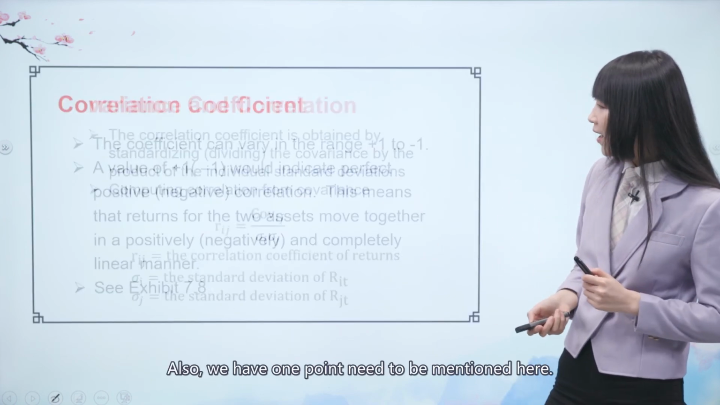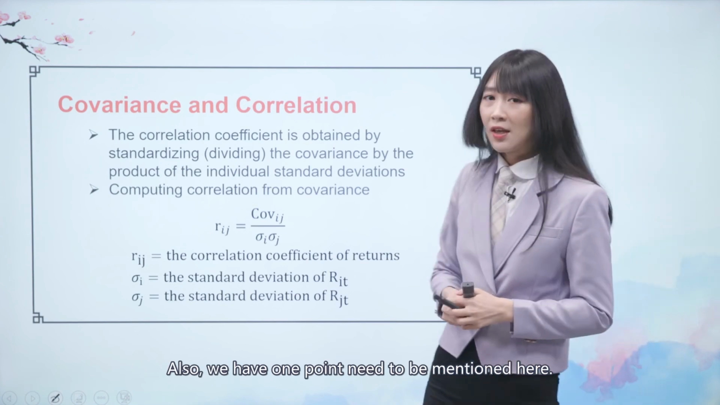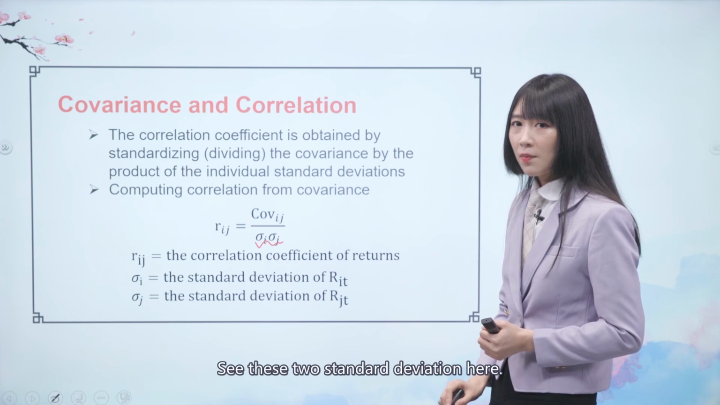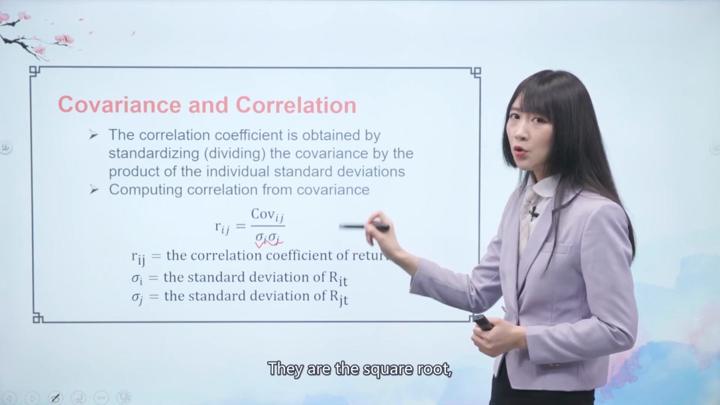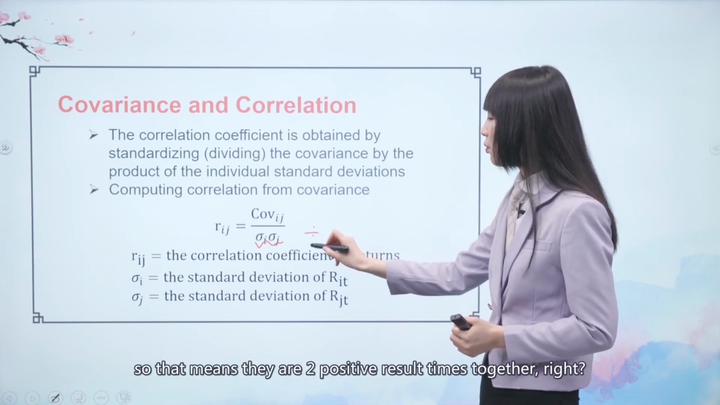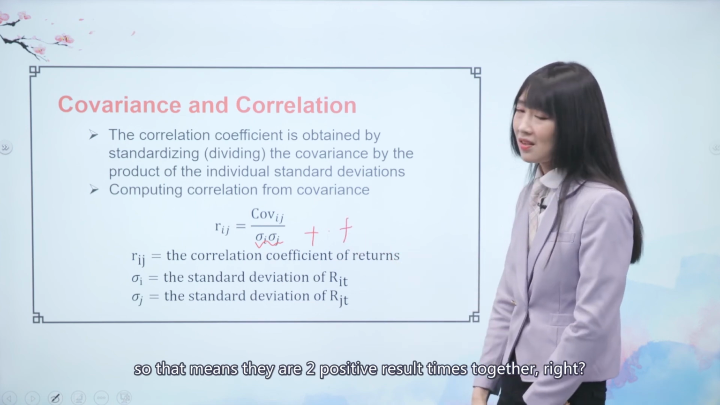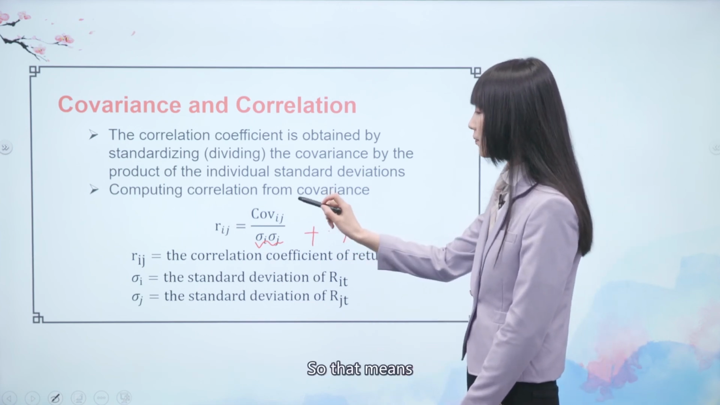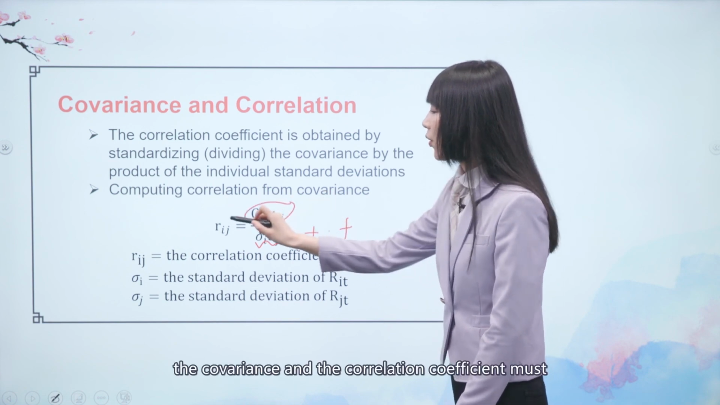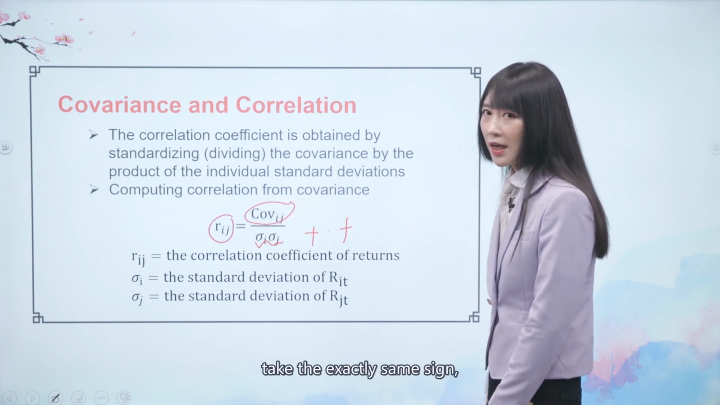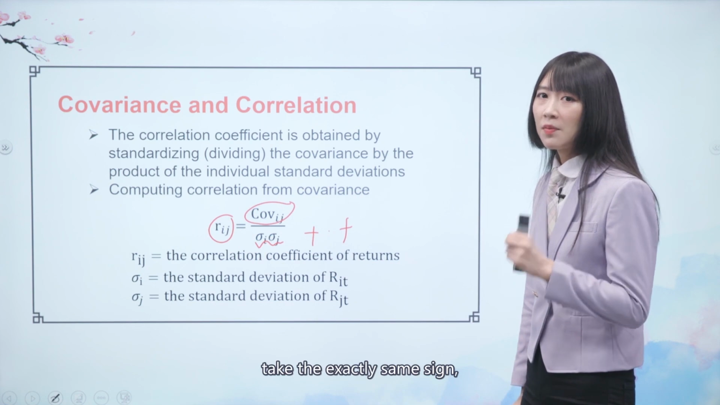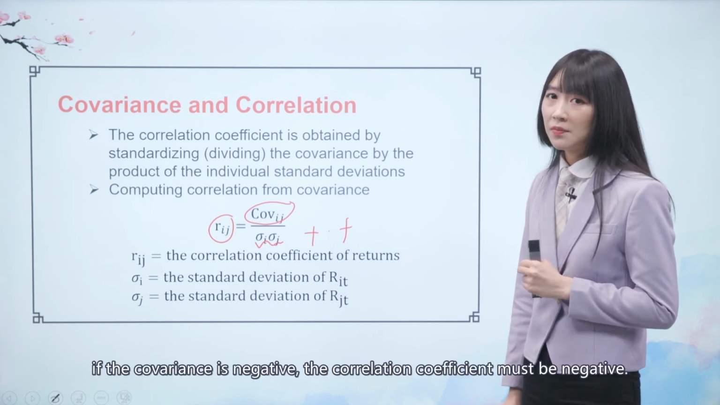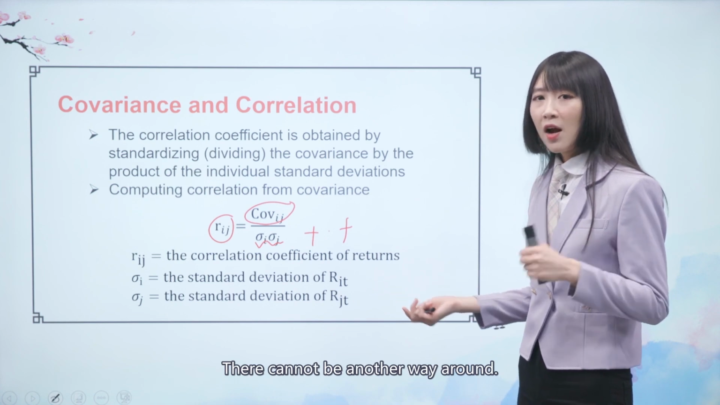Also, we have one point to be mentioned here. See these two standard deviations here. They are square roots, so they are two positive results multiplied together, right? So that means the covariance and the correlation coefficient must take exactly the same sign. If the covariance is negative, the correlation coefficient must be negative. There cannot be another way around.